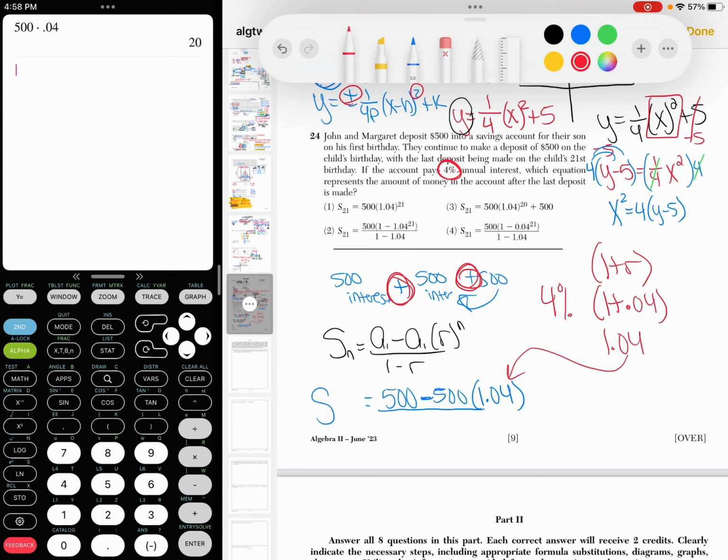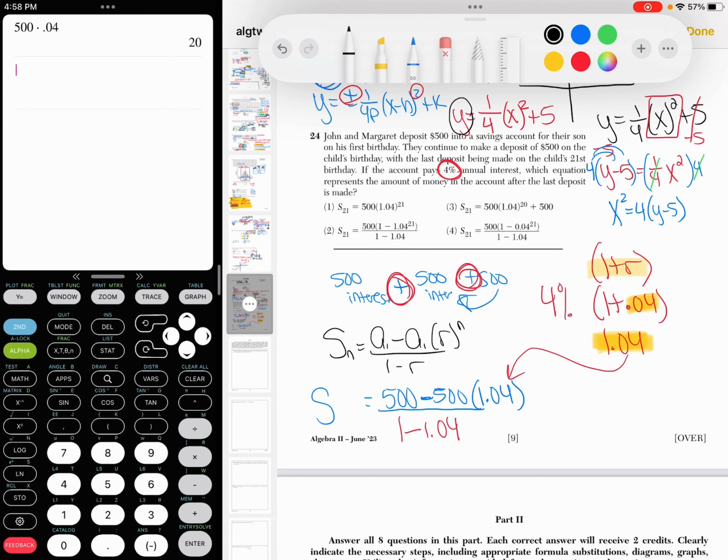It's keeping that $500 and then earning 4%. Actually, this is a good way of explaining it. That growth and decay formula, that is growth. It grows by 4%, which makes the overall thing that you're multiplying by 1.04. Okay, so I have that on the bottom as well, 1 minus 1.04. I'm just plugging in the r again.